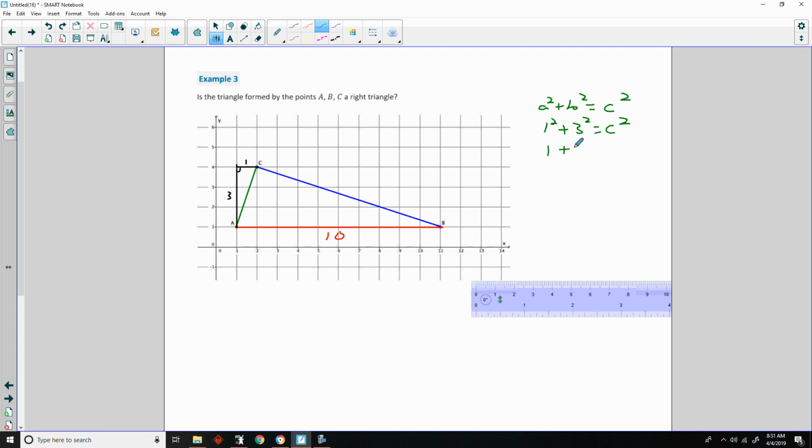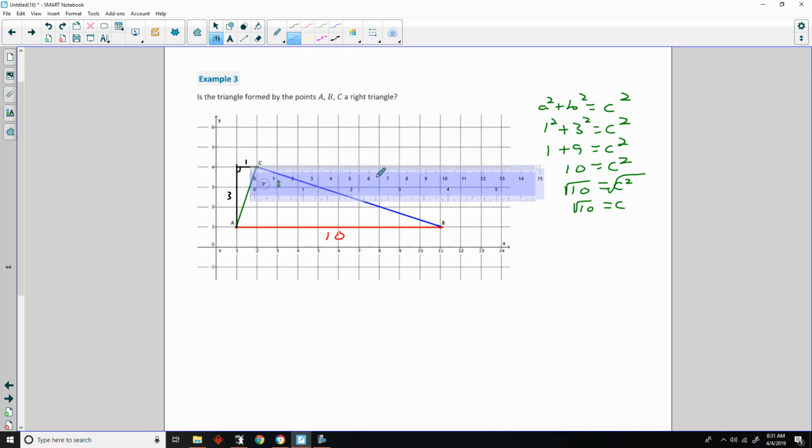1 squared is 1, 3 squared is 9, equals c squared. So 10 equals c squared. Therefore, the square root of 10 equals the square root of c squared, and the square root of 10 equals c. I'm going to leave this in radical form. And now I'm going to do the same with the blue triangle.